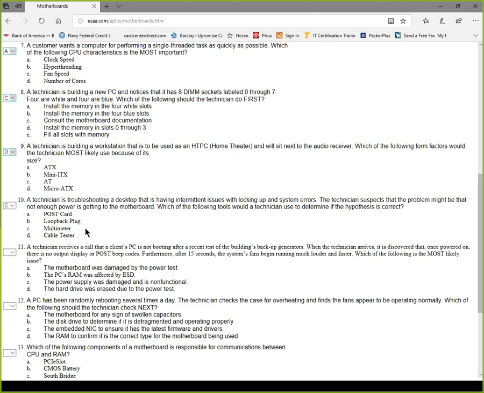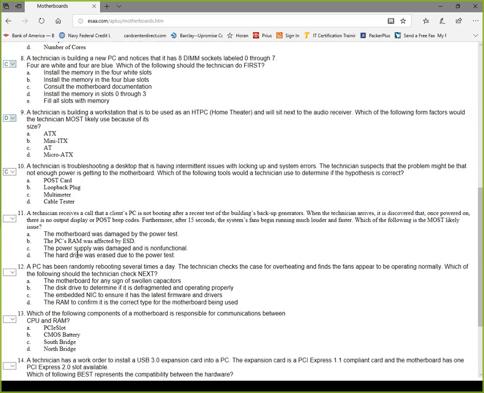Multimeter checks voltages. A technician receives a call that a client's PC is not booting after a recent test of the building's backup generator. When the technician arrives, it is discovered that once powered on, there is no output display or POST beep codes. This sounds serious. Furthermore, after 15 seconds, the system's fans begin running much louder and faster. Which of the following is the most likely issue?